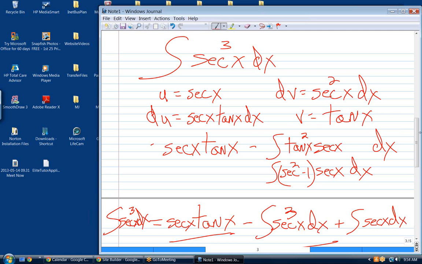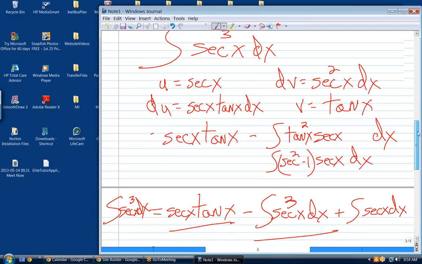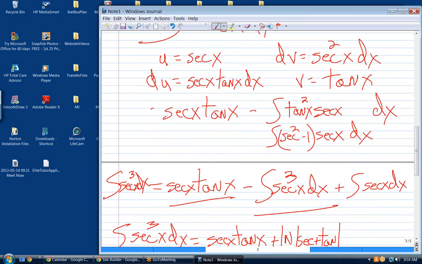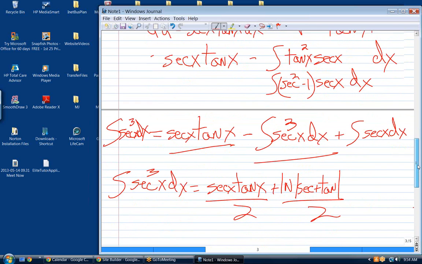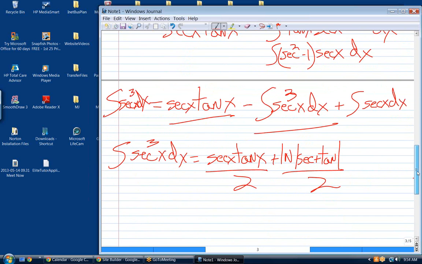Okay, probably right here, where I had tangent squared x secant x. I used the trig Pythagorean identity that tangent squared is equal to secant squared minus 1. I got that, but then where did you get the two integrals there? Right. By distributing this, I end up with secant cubed minus secant.